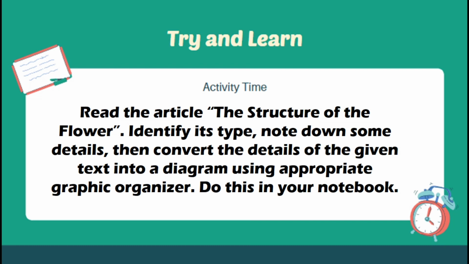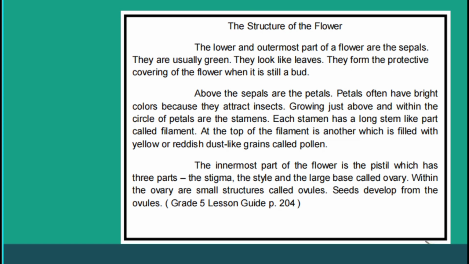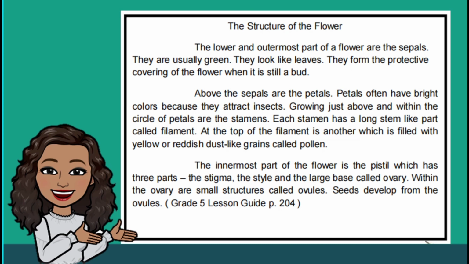I hope you understand our lesson for today, my dear learners. For today's activity, read the article, The Structure of the Flower, identify its type, note down some details, then convert the details of the given text into a diagram using an appropriate graphic organizer. Do this in your notebook. This is the text for our activity. You can read it now and then answer afterwards. This is all for today, my dear learners.